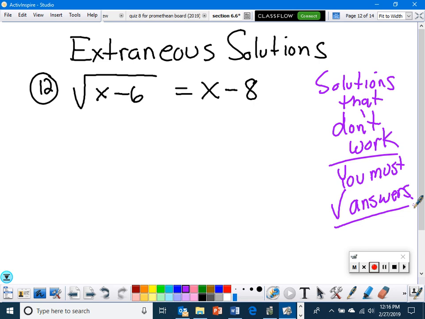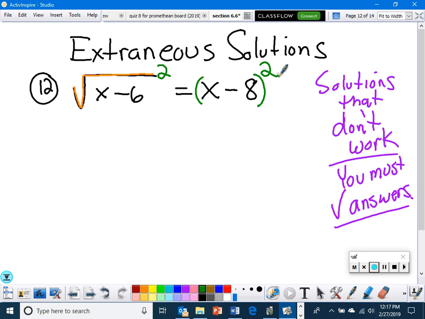So, whoa, look at this problem. We got the square root of x minus 6 equals x minus 8. Well, the radical symbol is isolated. Remember, this is all by itself. There's nothing we can do on the left side, so our first step is to get rid of that. So we're going to square both sides. However, when I square the right side, I got to put the x minus 8 in brackets squared.